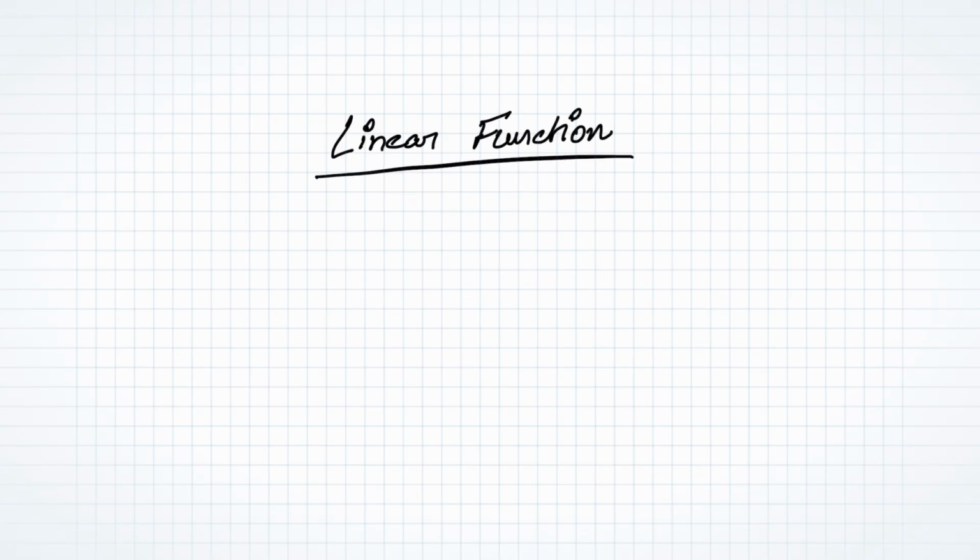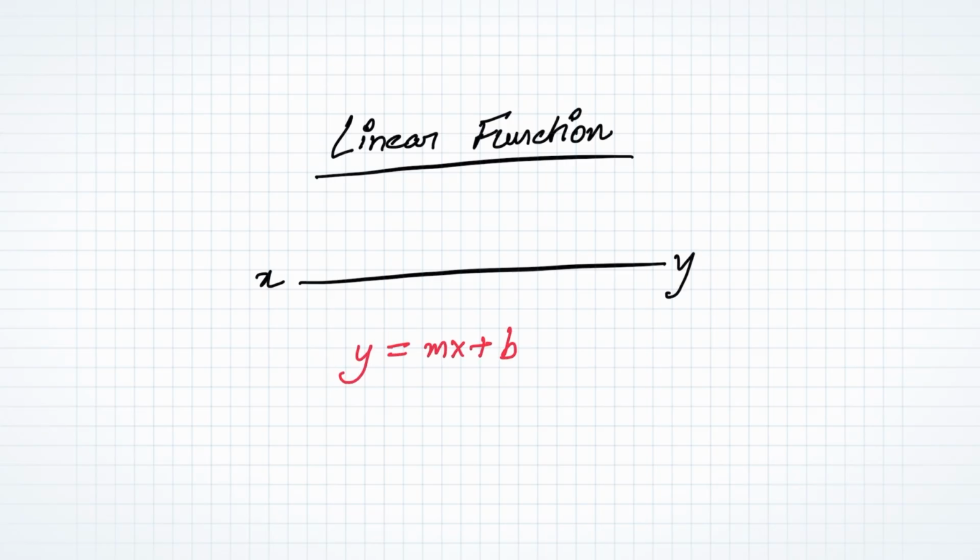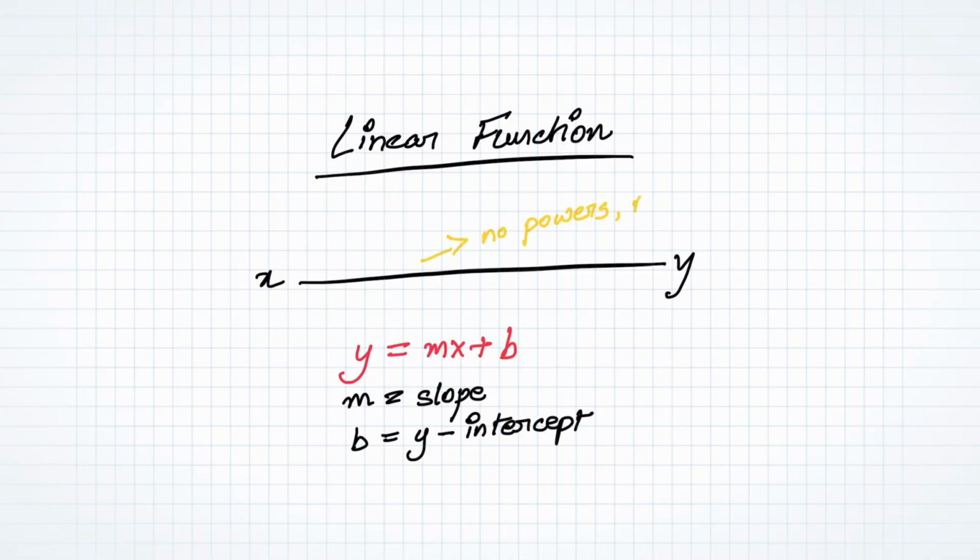So, a linear function is a straight line. It connects every input x to one output y. It's written as y equals mx plus b. Here, m is the slope. It tells us how much y changes when x changes by 1. b is the y-intercept, the point where the line crosses the y-axis when x equals 0. That's it. A straight line, no powers, no curves, just a simple equation.